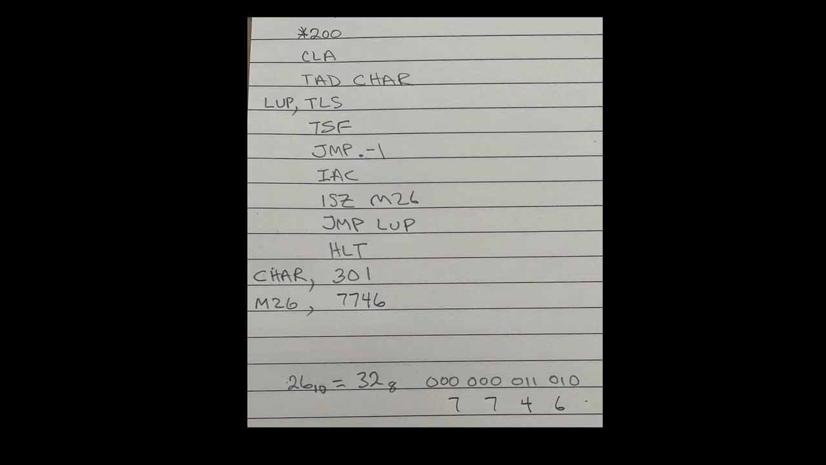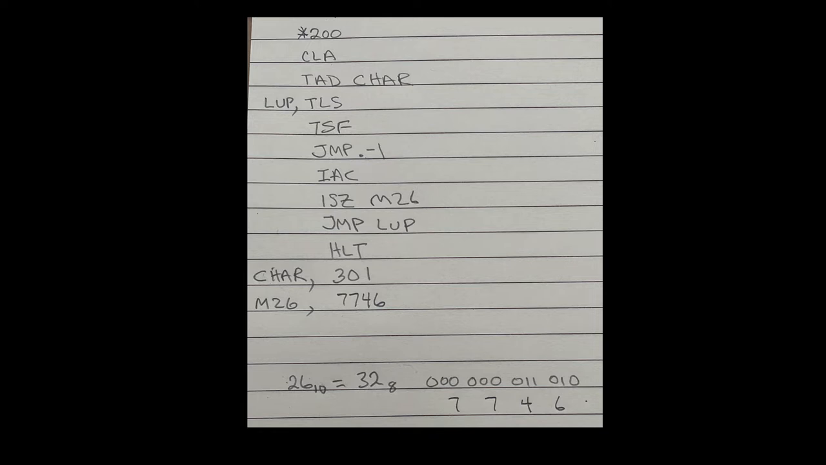Once the teleprinter becomes ready again, it's finished printing the letter A, then it skips that jump instruction to the next instruction, which is IAC. That's increment the accumulator. So now the accumulator should have a 302 in it. That should be the letter B.